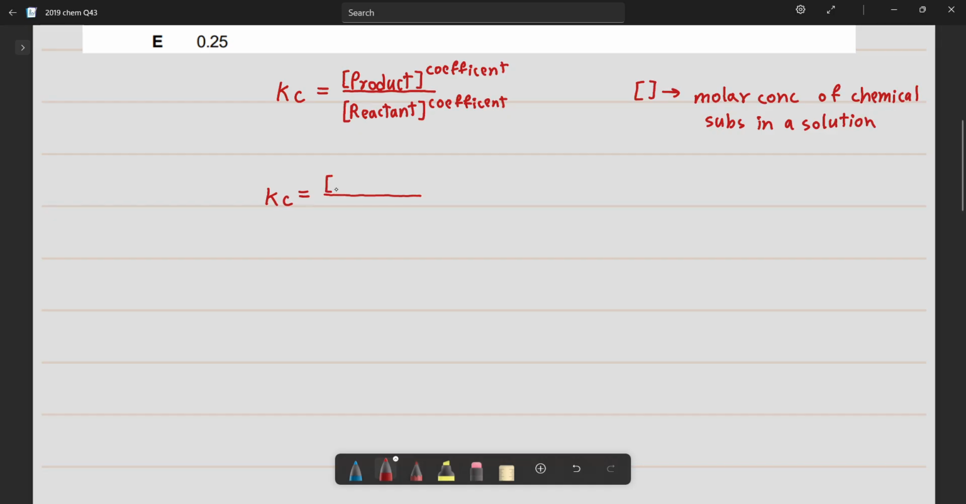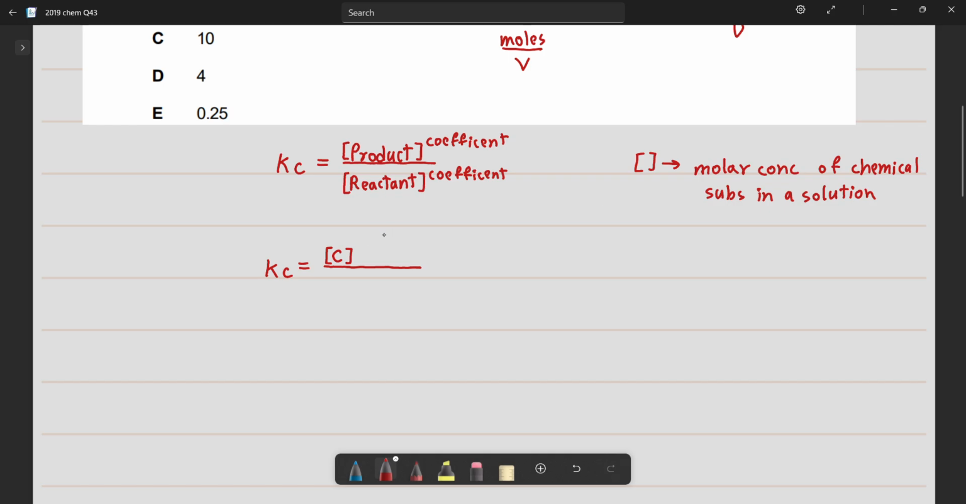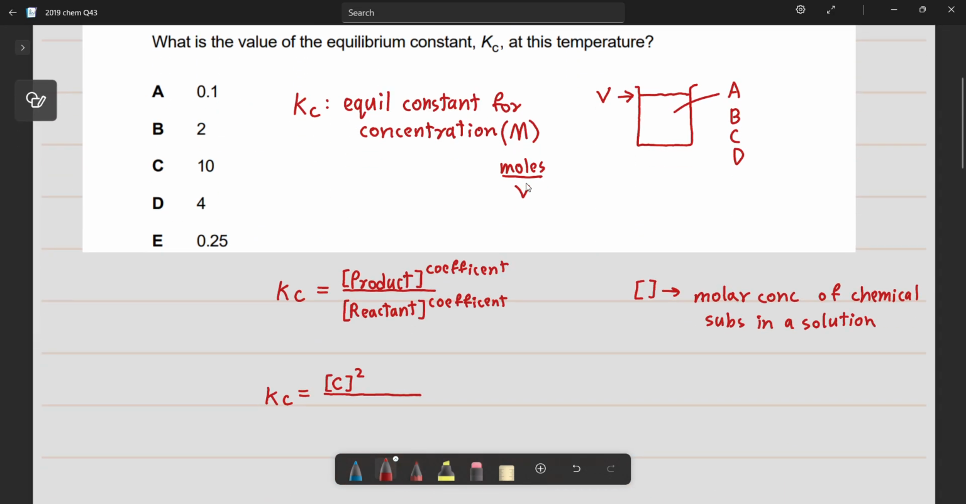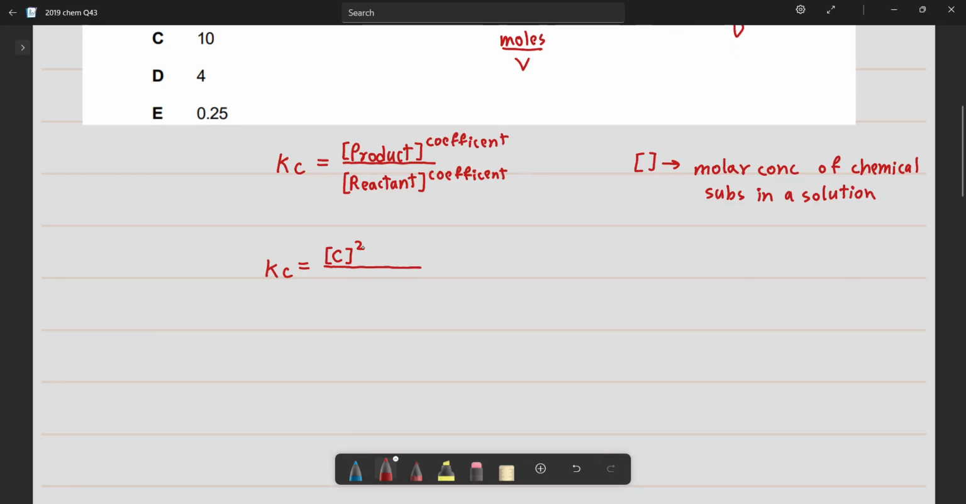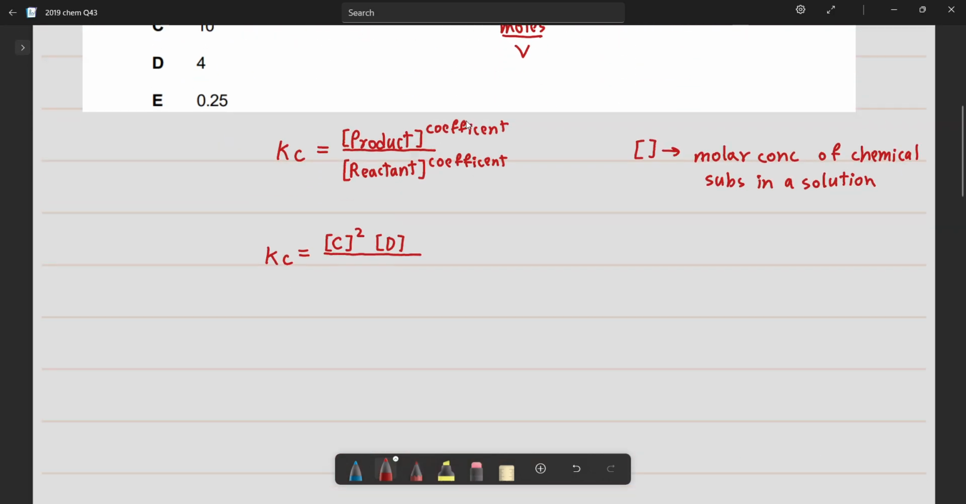So in square brackets, we'll close all of them. Remember, we have the products. So the products are C and D. Okay, so C to the power of 2. Why? Because we have the 2 as the coefficient of the C. So C to the power of 2 and multiply by D. These two come in the products, and we have the reactants A and B.